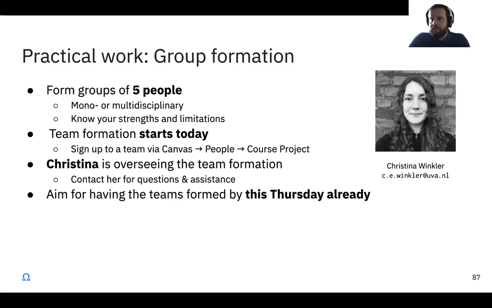You click on People and Course Project. You can sign up alone. You can sign up with a group of friends, whatever you prefer. But please aim for having the teams formed by this Thursday already. And if you need assistance with finding a team or joining a team, please contact Christina. She's going to be organizing the team matchups, not me. So feel free to contact her if you're in need of assistance.